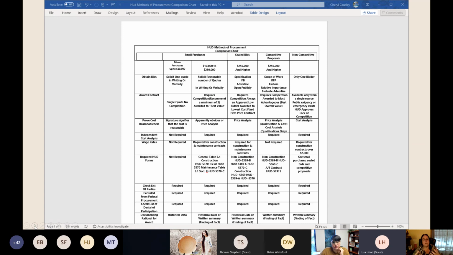This is a HUD methods of procurement comparison chart. Micro purchases, where you should be obtaining bids, awarding contracts, prove cost reasonableness, your independent cost analysis, wage rates, required HUD forms, checklist or parties. I think this comparison chart is in your appendix also. If not, you can get it right off of the form.